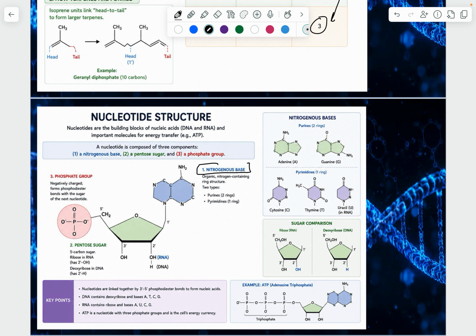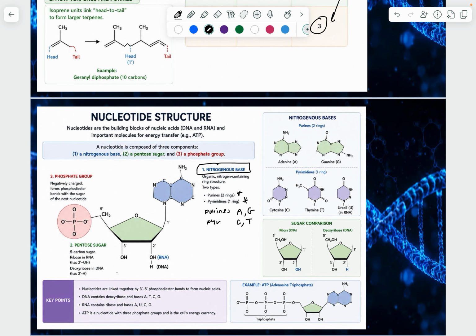This is your first component, the nitrogenous base. Purines have 2 rings, pyrimidines have 1 ring. Purines are adenine and guanine. Pyrimidines are cytosine and thymine.